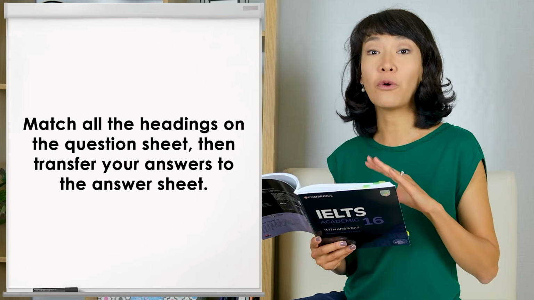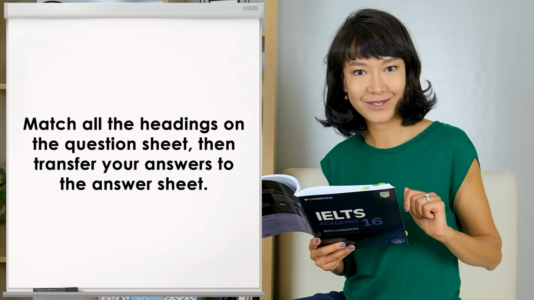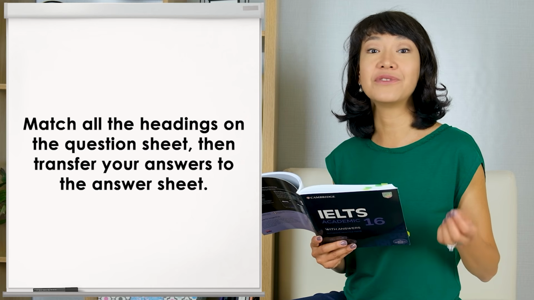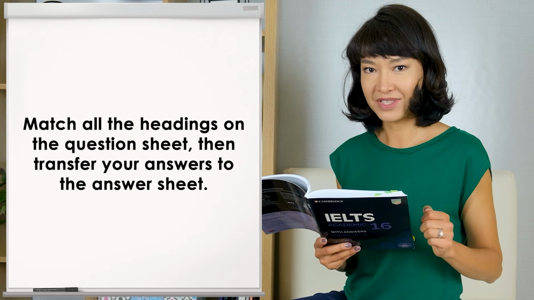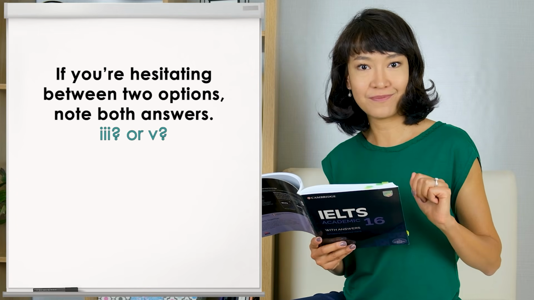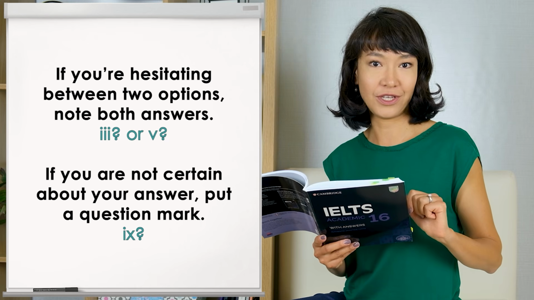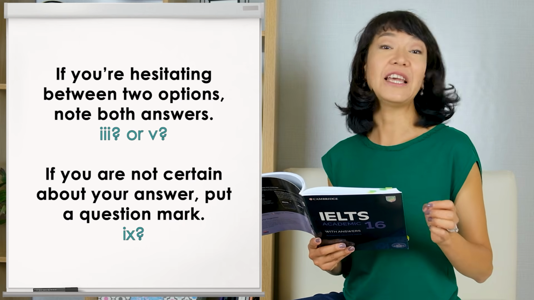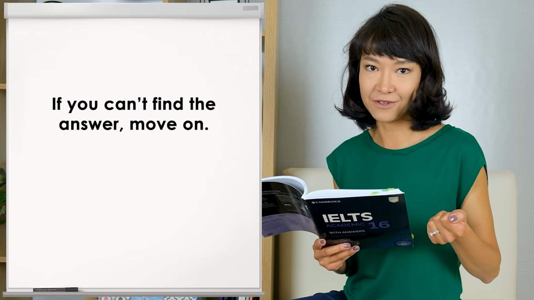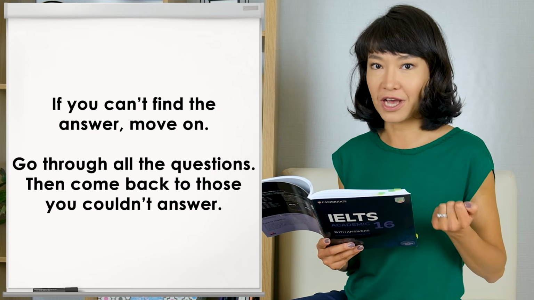First of all, match all the headings on the question sheet, then transfer your answers to the answer sheet. If you're taking IELTS on computer, you can still make notes on the sheet of paper with instructions. So, if you're hesitating between 2 options, note both. If you're not certain about your answer, put a question mark next to it. And a very important one, if you can't find the answer, move on. You'll return to this question later. Go through all the questions, then come back to those you couldn't answer.